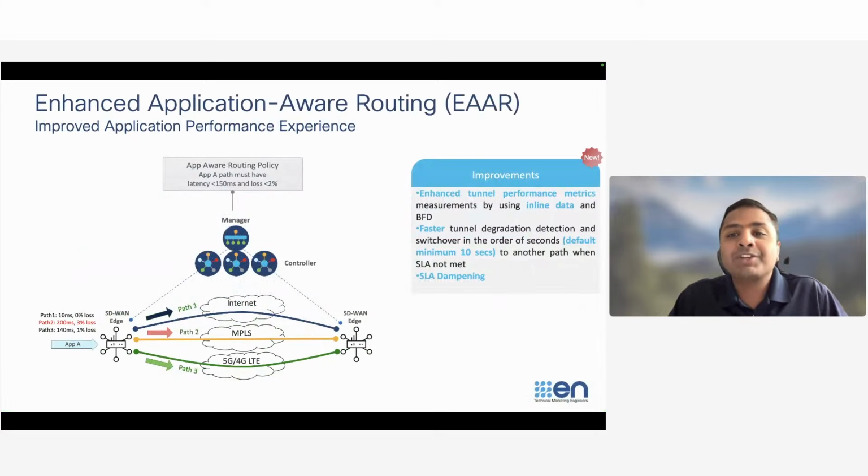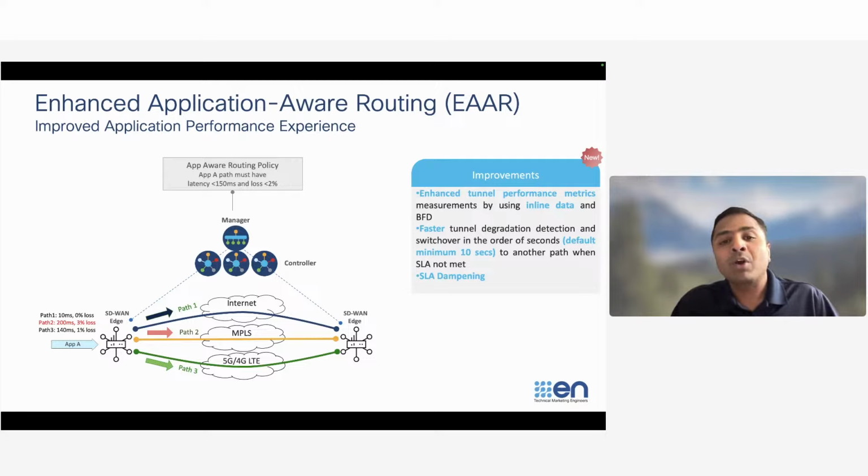Introducing enhanced application aware routing. Enhanced application aware routing takes the application experience to a next level. We made these three improvements, on the right side here, with the 20.12.1 release and 17.12.1a release software version on our SD-WAN edge routers. It does improve our measurements that we monitor today, like loss, latency, and jitter. We're doing more improved measurements using inline data, and we use BFD for reporting and fallback.